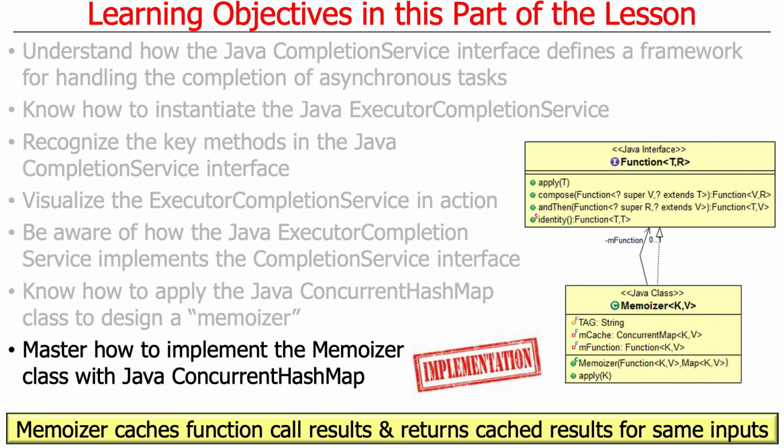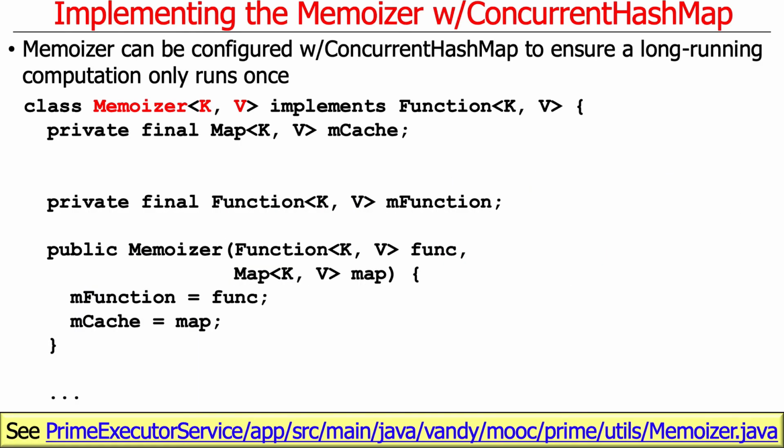ConcurrentHashMap. And the purpose of this, as you'll see when we look at the next part of the lesson, where we'll apply this in the context of the prime checker application, is to cache long-running function call results and then return these cached results for the same inputs, thereby speeding up performance of the code considerably in some cases. So you're going to see here that we implement the Memoizer to use a concurrent hash map in order to ensure that long-running computations only run one time and are then cached.